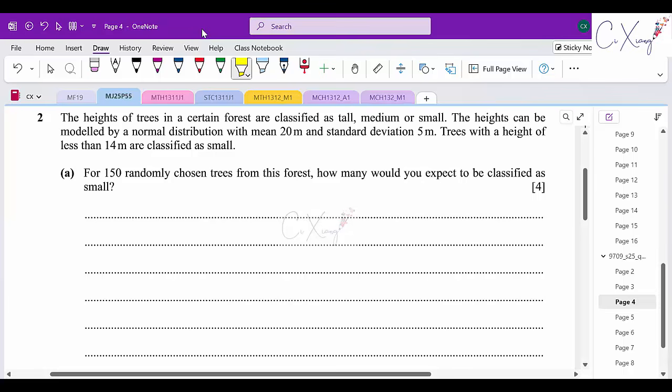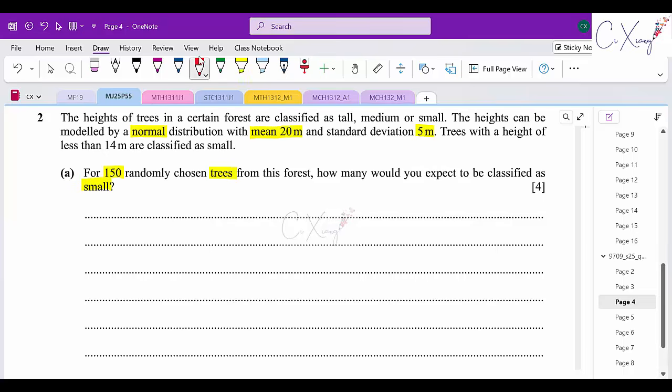Okay, question number 2. The heights of trees in a certain forest are classified as tall, medium, or small. The height can be modeled by a normal distribution. So please highlight the keyword normal distribution. The mean is given, standard deviation is also given here. Trees with a height of less than 14 meters are classified as small. For 150 chosen trees from the forest, how many would you expect to be classified as small?